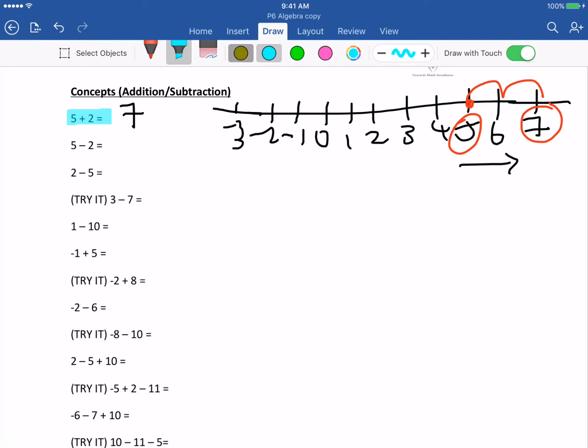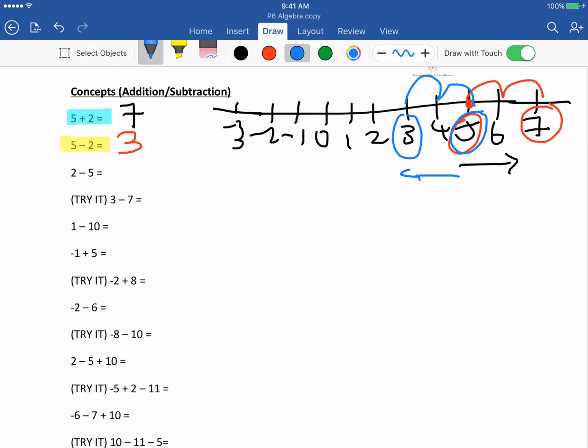The question asks us to find 5 minus 2. So 5 minus 2 we know equals 3. So why is it 3? Same thing. What number do we start with? We start with 5. Now minus means what? Jump to the left. How many steps? 2 steps. 1, 2. So we end up with 3.